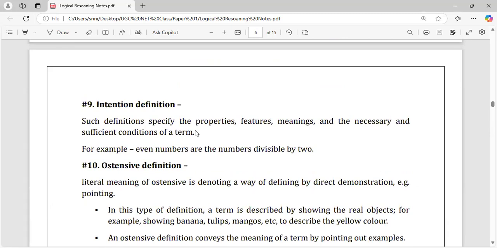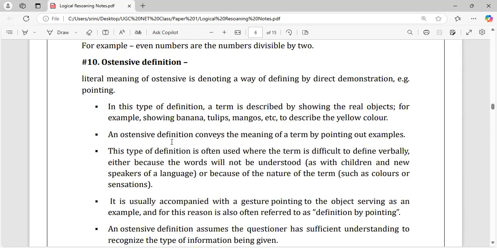Such definitions specify the properties, features, meanings, and the necessary and sufficient conditions of a term. For example, even numbers are numbers divisible by 2, which specifies the properties and the necessary and sufficient condition. What we are defining is even numbers. The sufficient condition is being divisible by 2. Any number that is divisible by 2 is an even number. Then ostensive definition.